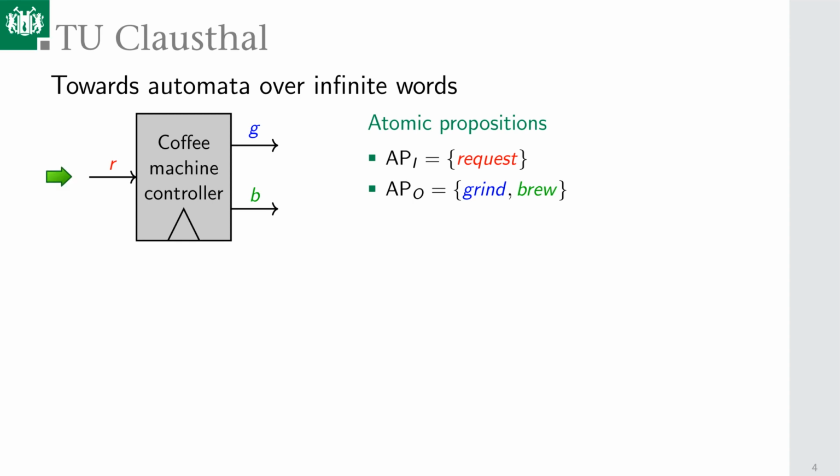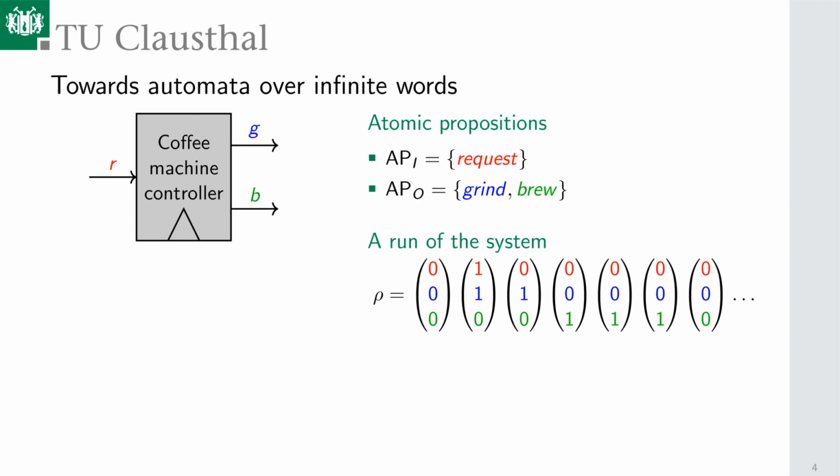We consider a simple coffee machine controller. It has one input proposition and two output propositions, and it executes in clock cycles. The input proposition request should, at every point in time, denote whether the coffee request button of the coffee machine having this controller is pressed. And then this controller is supposed to trigger the grinding and brewing units of the coffee machine.